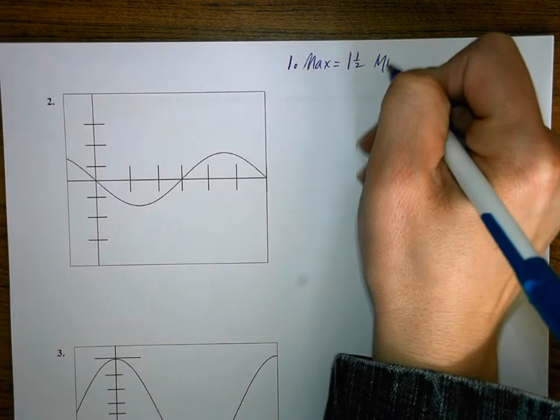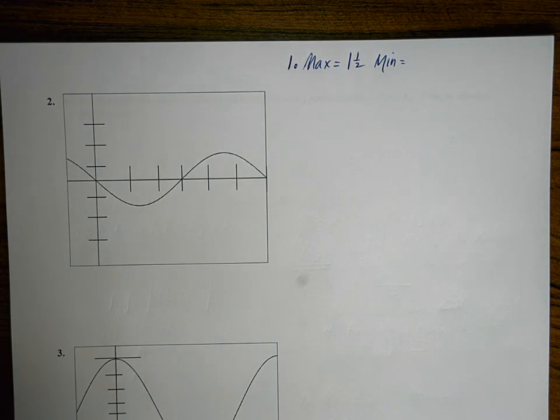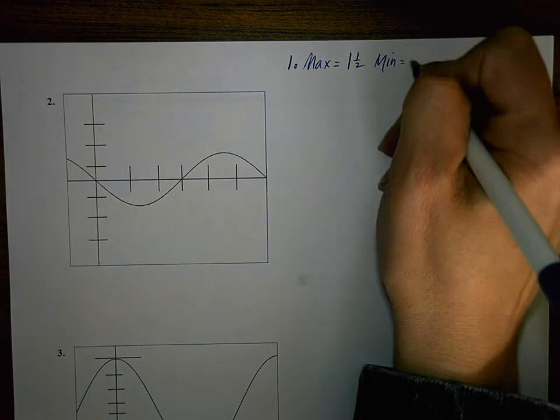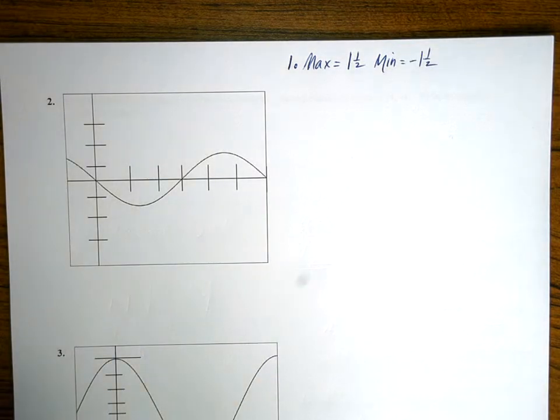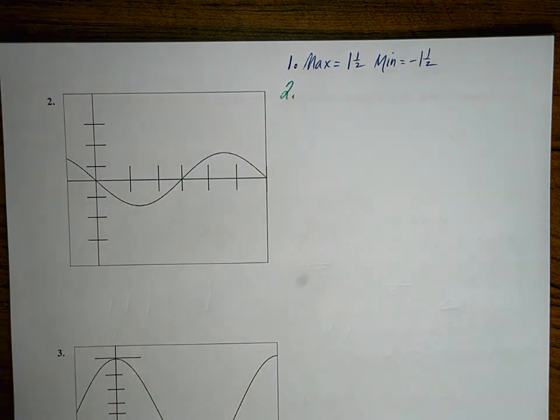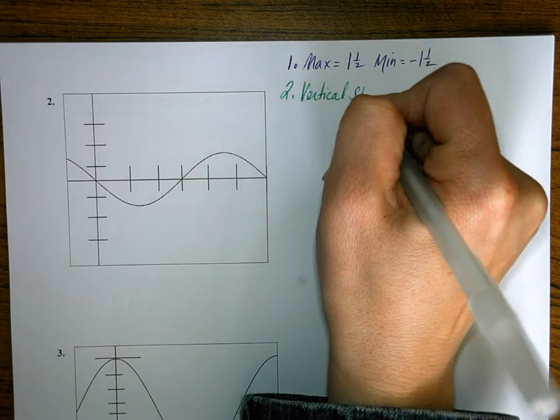What about the minimum? What about my minimum value? We would estimate it to possibly be where? Negative 1.5. I would say that that's pretty close to negative 1.5. Okay, what are we going to do second? What are we going to do next? All right, we got to look at the vertical shift.